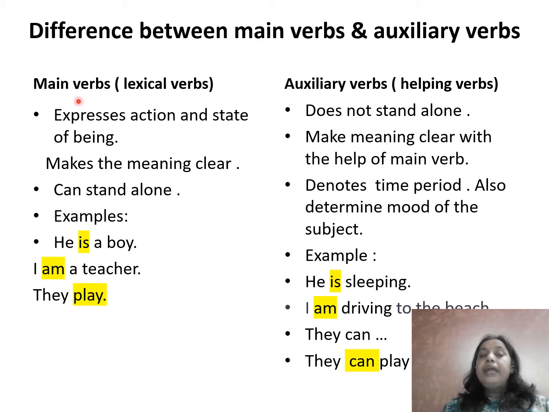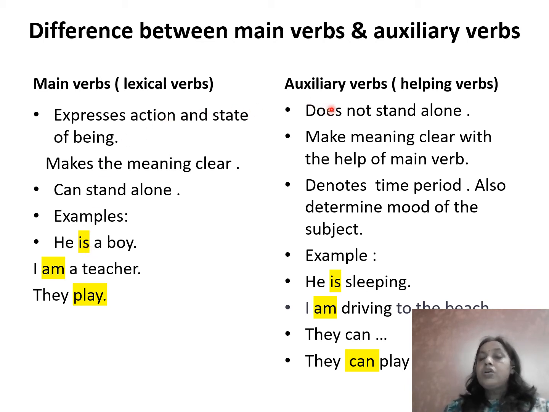Isn't it? That main verbs express the action. देखिए, they play. Play is an action. Meaning clear? And also I said that main verbs show the state of being. In this sentence, I am a teacher, here am is a being verb. I said that main verbs make the meaning clear. He is a boy. Is is the main verb, standing alone, no other verb required, and it is making the meaning clear.